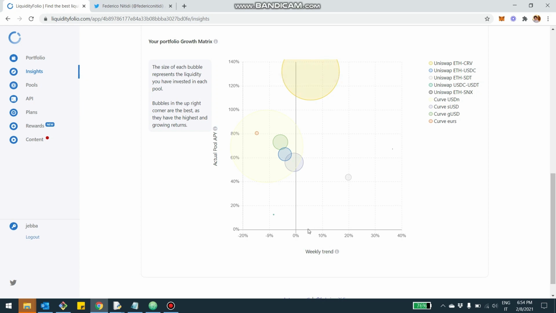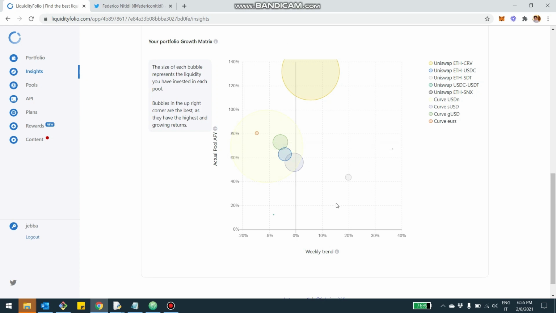Basically, what we see here is two things. On the y-axis is the APY. The higher the bubble is, the higher the annualized yield on a yearly basis. And then on the horizontal axis is the trend on a weekly basis. If it is on the right, above zero, it's accelerating, so the return has been improving in the past week. If it's below zero, the return may be positive, but it's been decelerating, it's been decreasing.